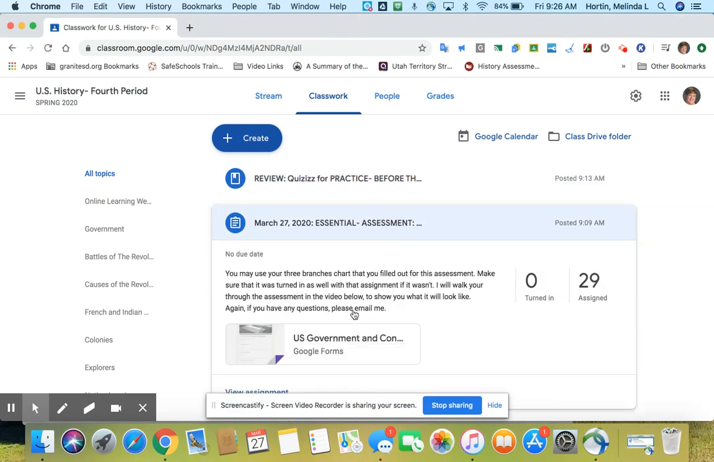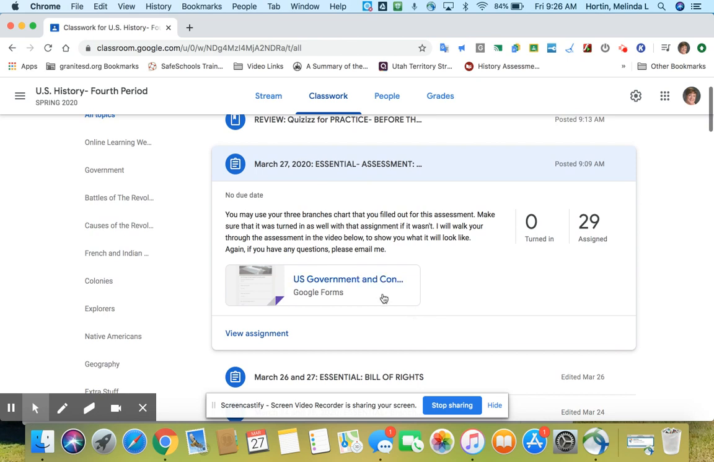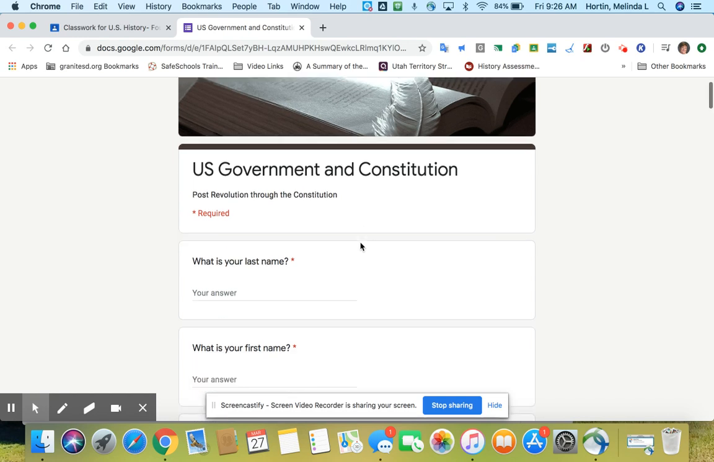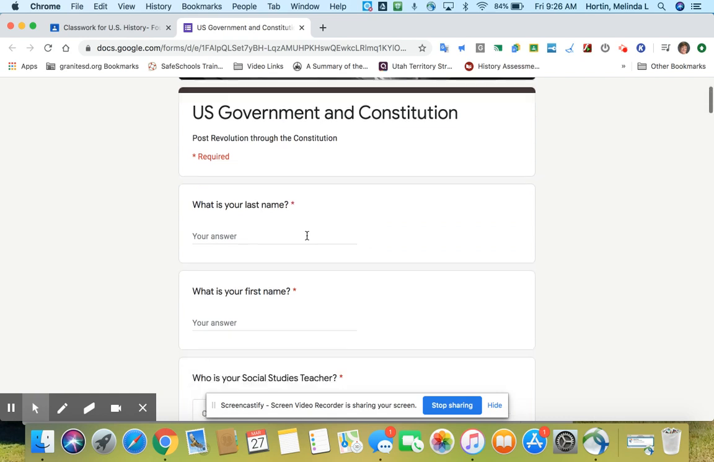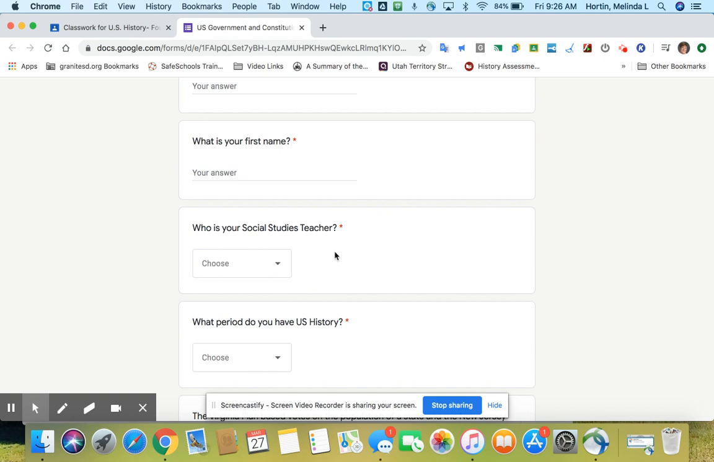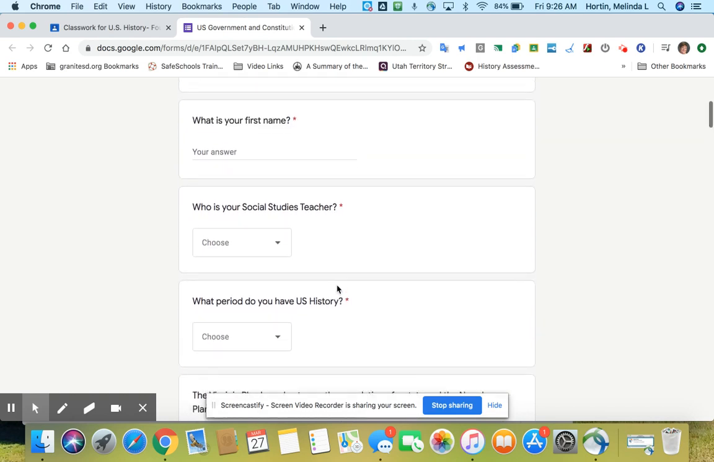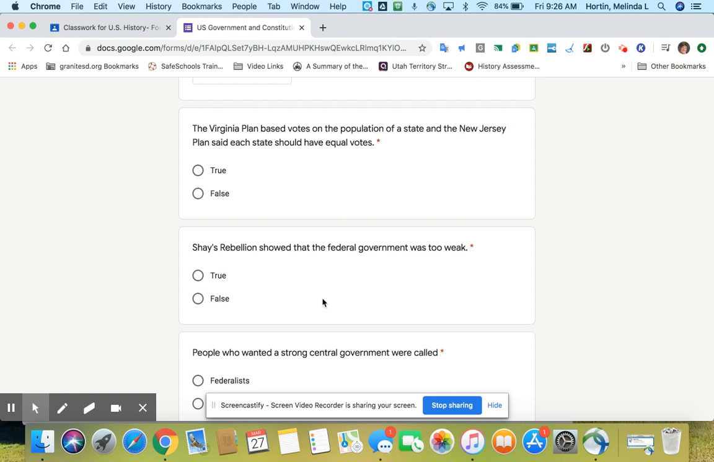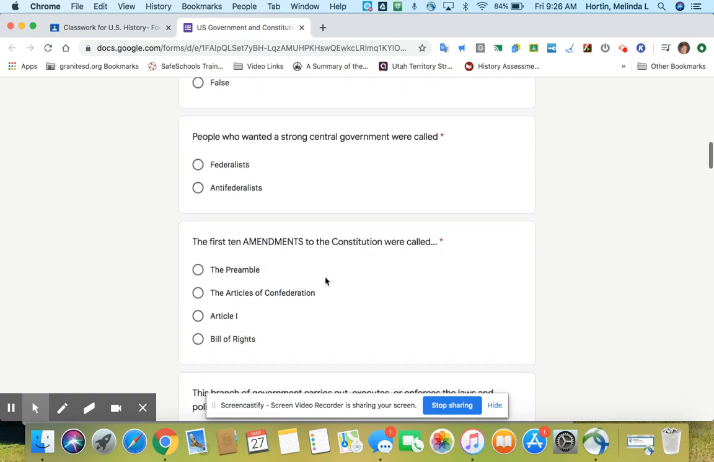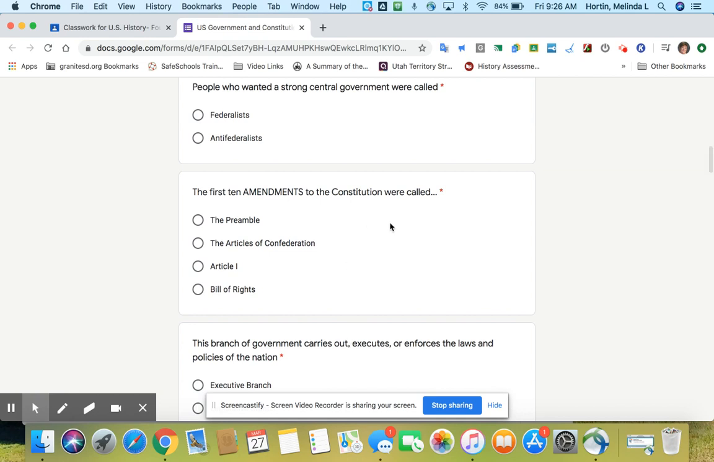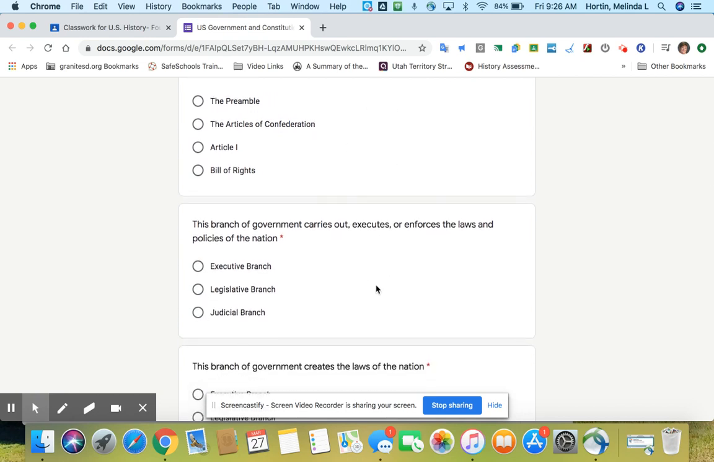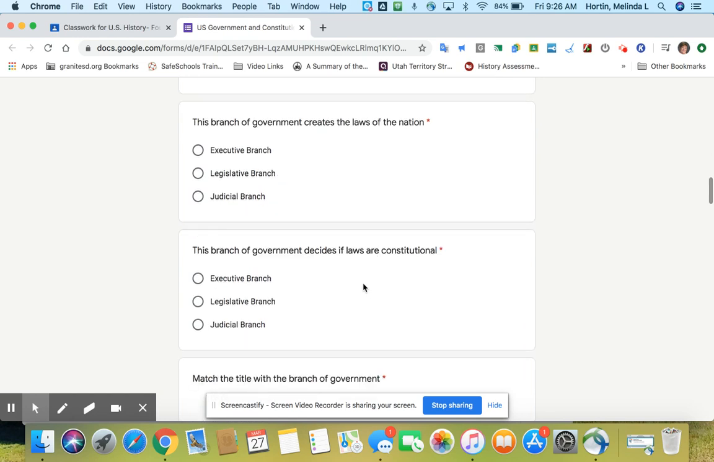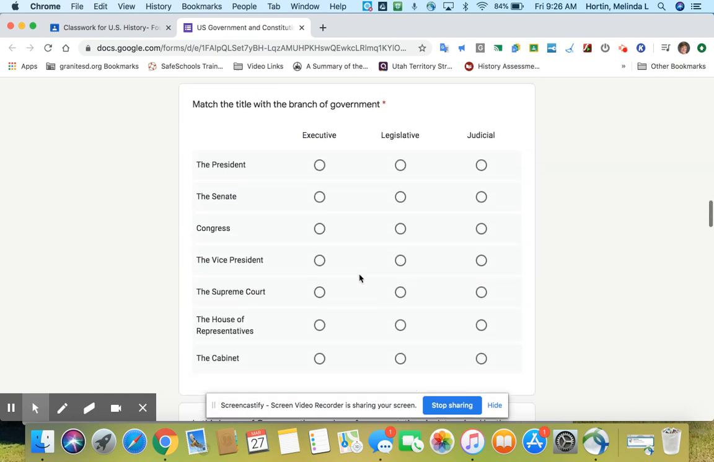Here's the assessment. It is a form. I'm going to walk you through it real quick, but it's not complicated. There's not a lot to it. It's just government. It's just testing your knowledge on the government. So you're going to put your last name, your first name, who am I, Mrs. Horton, what period, either fourth or fifth. You'll notice there's a couple questions about the Virginia Plan, Shays Rebellion, people who wanted strong government, then the first 10 amendments, this branch of government, this branch of government, this branch of government, and then there's this.